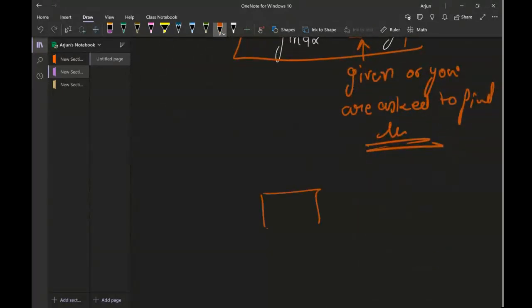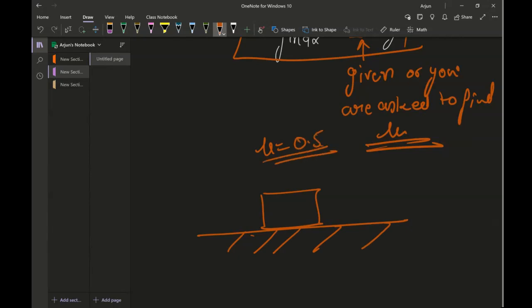Now, let's see the question. There is a certain object placed on the ground. Let's say, for the sake of the question, the mu value is 0.5. Okay, that's given to me. Now, coefficient of friction is given to me. I wanted to find the maximum frictional force. That's what I wanted to find out. So the maximum frictional force value will be equal to force of friction max, mu times mg.